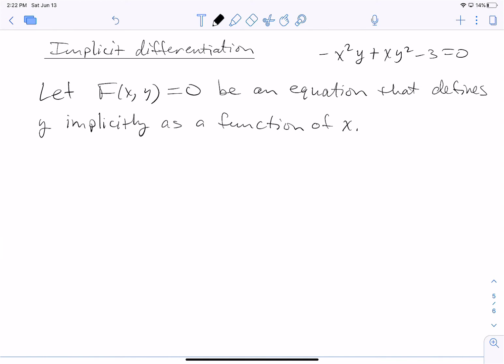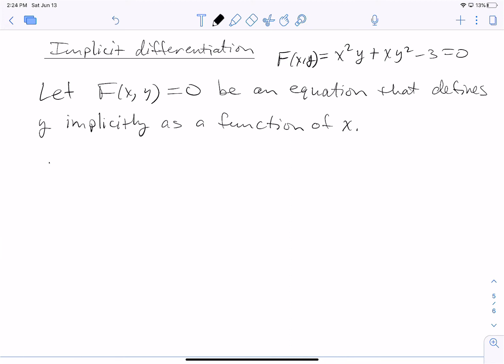What we're saying is, well, now we're going to say that the expression, the x squared y plus xy squared minus 3, is a function of x and y. And if we had an equation to begin with that wasn't equal to 0, we would move everything to one side and let it equal 0, and that's what we're talking about. It's almost kind of like a level curve for the function f of x, y, where the value of k is equal to 0. Anyway, that's what we're talking about here, an equation that defines y implicitly as a function of x.